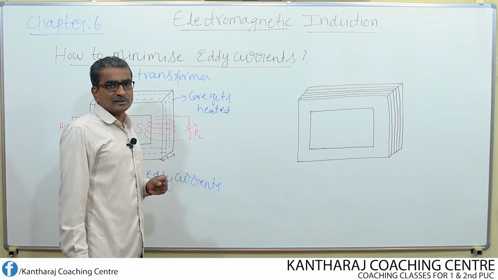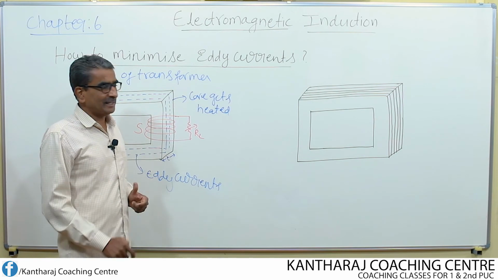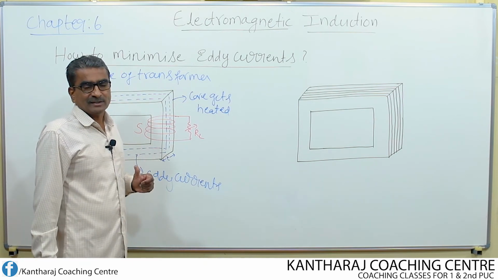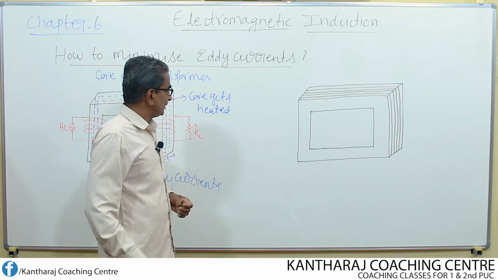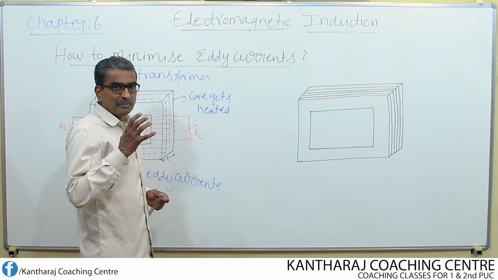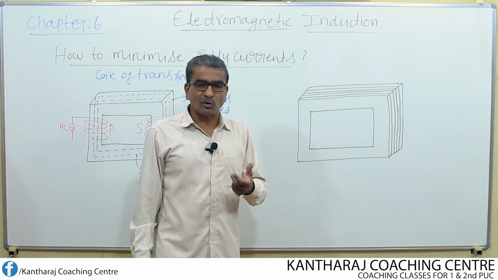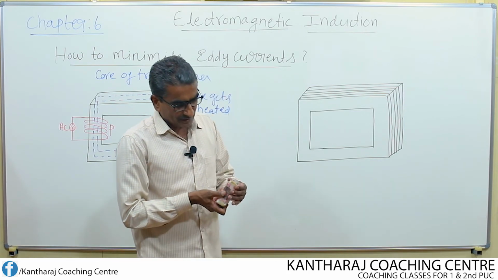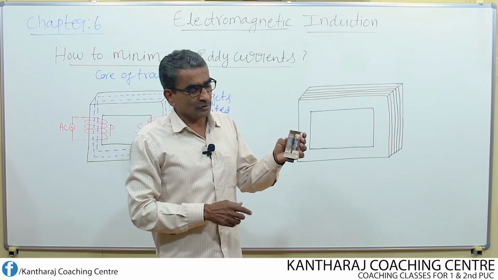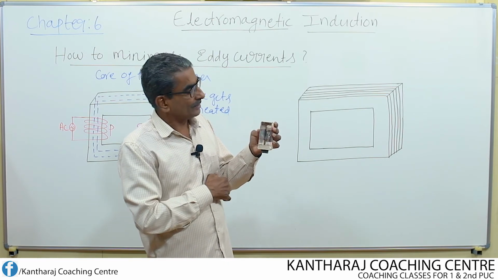Now, to avoid or to minimize, we cannot avoid the eddy current completely, we can minimize the eddy current to some extent. So usually, whenever we prepare the core of the transformer or the core of the armature or the core of the choke, say for example, look here, this is the choke, two coils are wound, and both the coils are in series now.